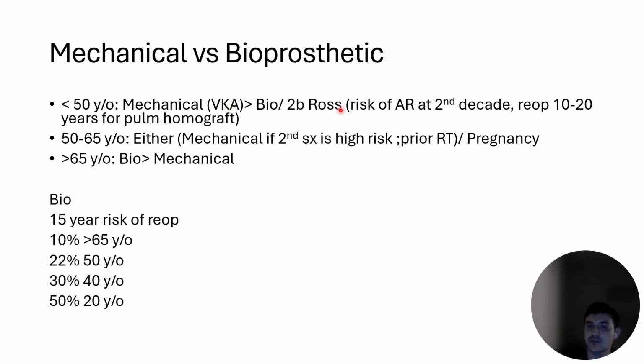Also, a 2B recommendation is doing a Ross procedure. In the Ross procedure, I'm going to put the pulmonary valve in place of the aortic valve, and I'm going to put a homograft in the pulmonary valve position. What is the problem with this? Risk of aortic stenosis after 20 years, so you have to reoperate. That's why it is a 2B recommendation for this type of valve.